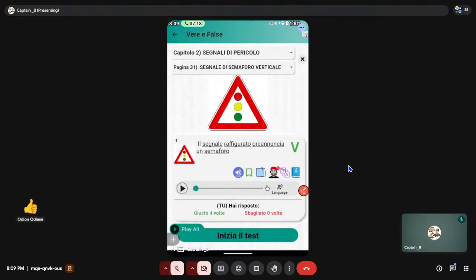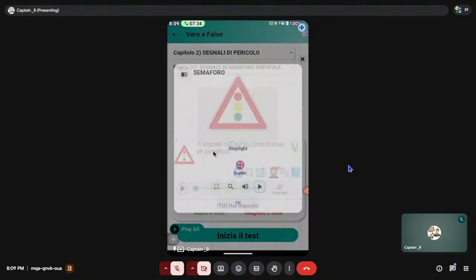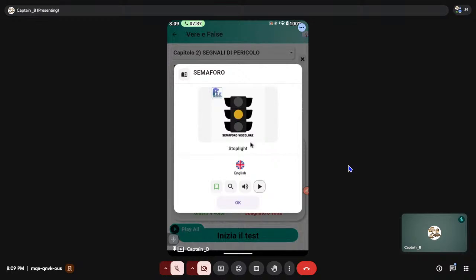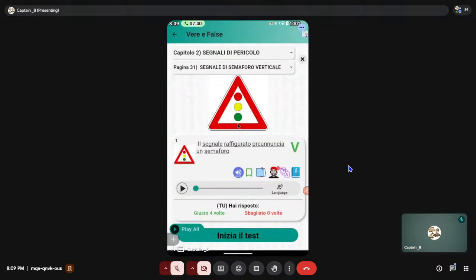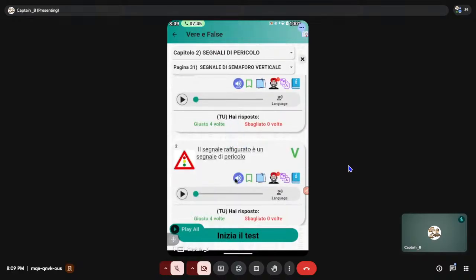All right. Number one, attention. Il segnale raffigurato preannuncia un semaforo. You see this sign that is referring to preannuncia, announcing un semaforo, announcing a traffic light, stoplight. Okay. And it is true. He's announcing it. And the answer is vero. Il segnale raffigurato è un segnale di pericolo. You see this sign that is referring to is a sign of danger. Yes, it's a sign of danger. And the answer is vero.